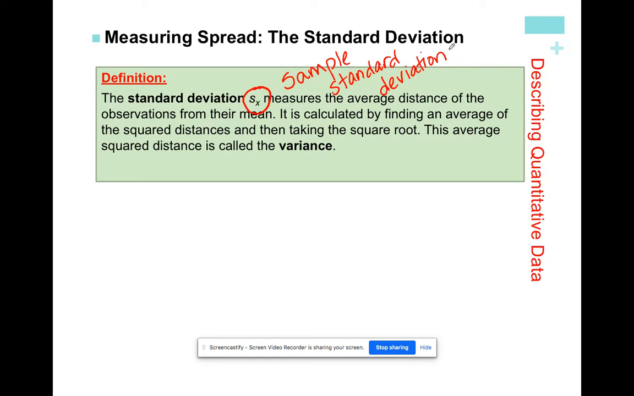And then when we talk about our variance, that's the square of the standard deviation. So our symbol for variance is just S sub x squared. So nothing fancy there.